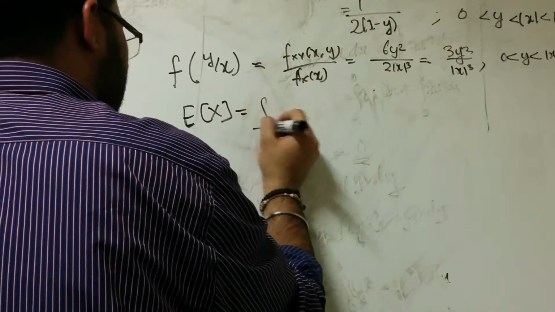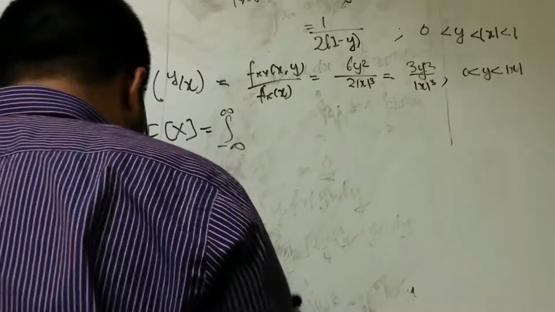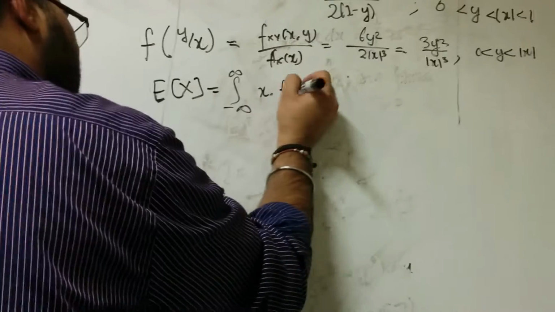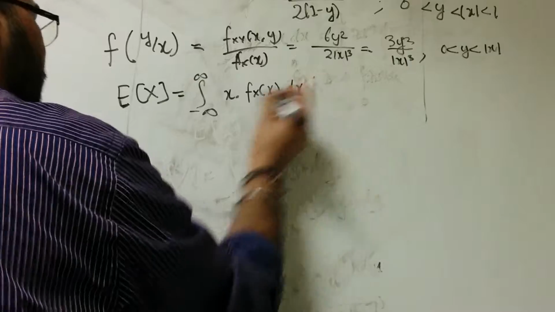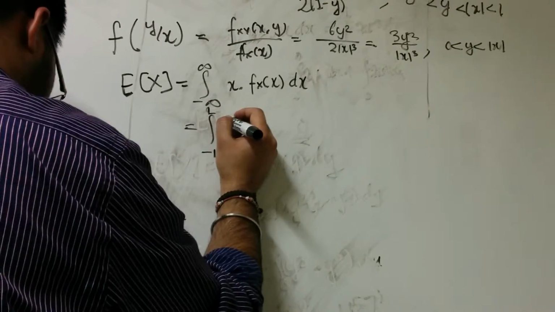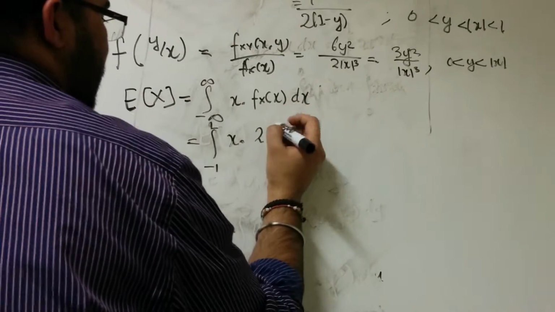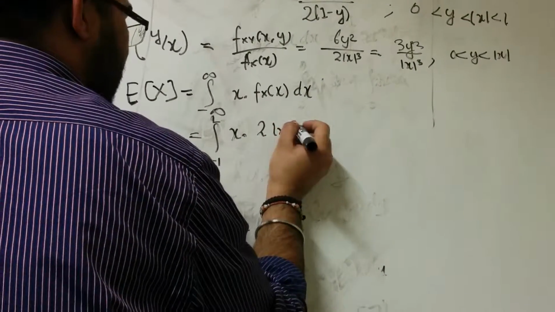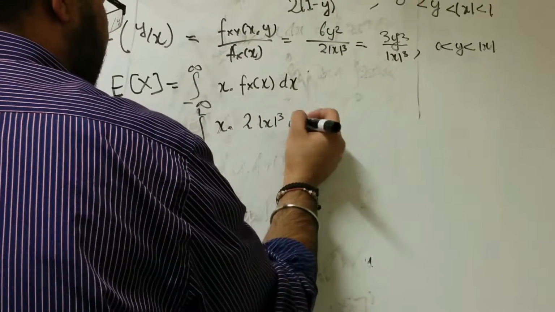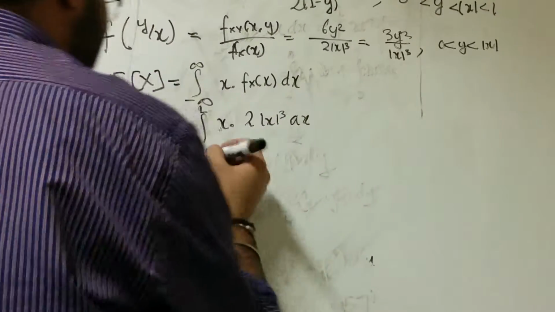So this is minus infinity to infinity. The formula is to multiply x with the density function of x and integrate with respect to x. So putting the limits minus 1 to 1, x multiplied with 2|x|^3, that is the value of the density function of x, and integrating with respect to dx.